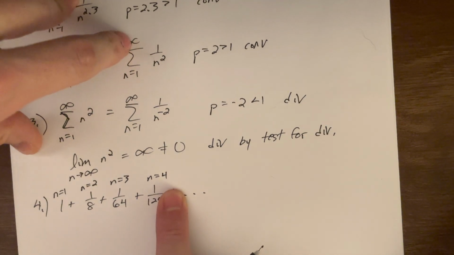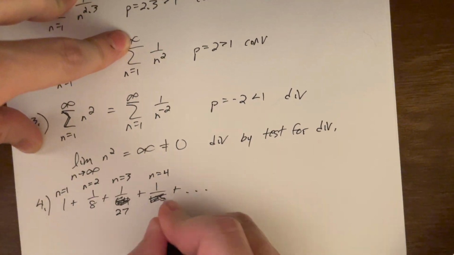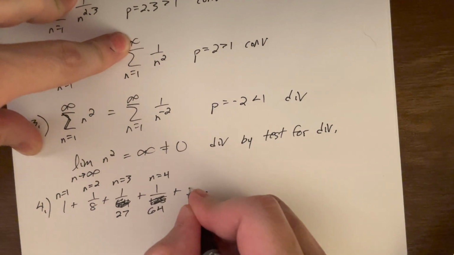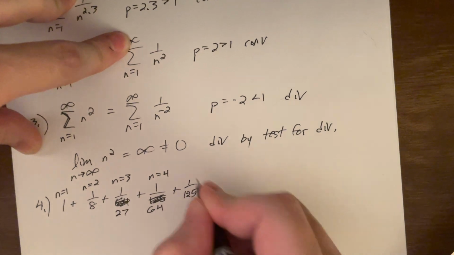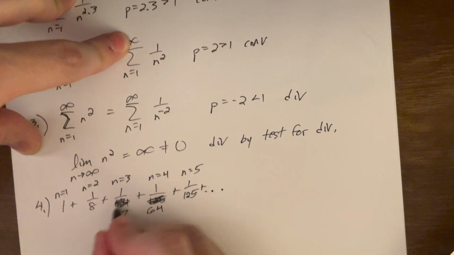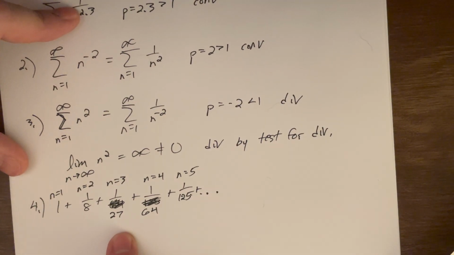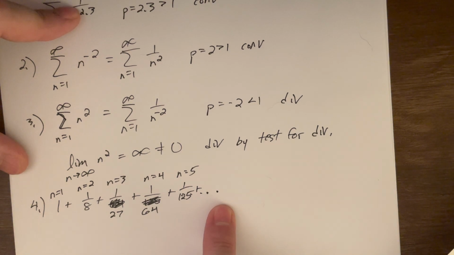Oh, I'm sorry, I missed one here. I need this as 1 over 27. I'm so sorry about that. Plus 1 over 64, and then plus 1 over 125, plus ... Very sorry about that. I miscopied. So now we're looking for patterns. Now hopefully that makes it a lot easier.